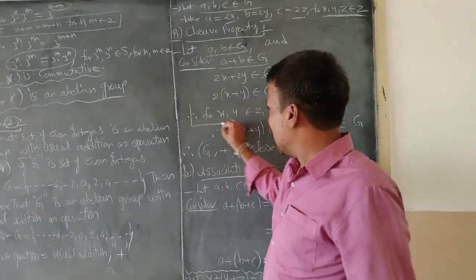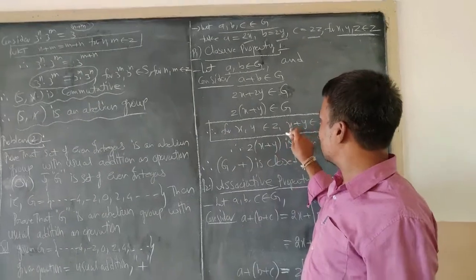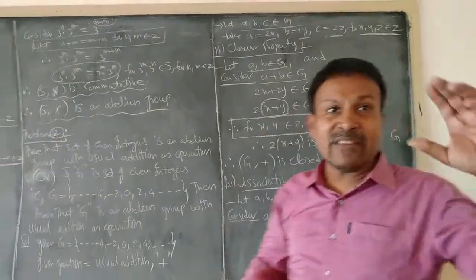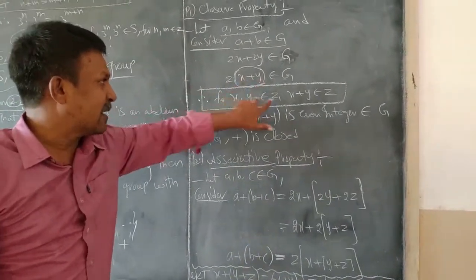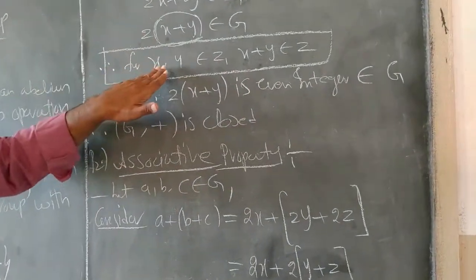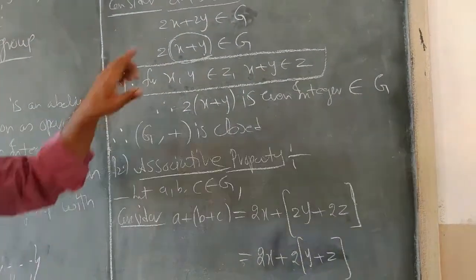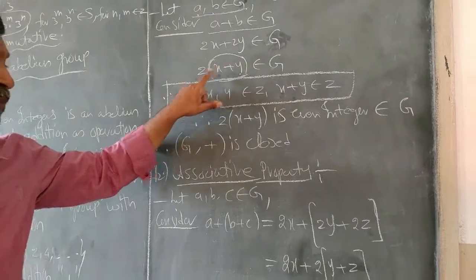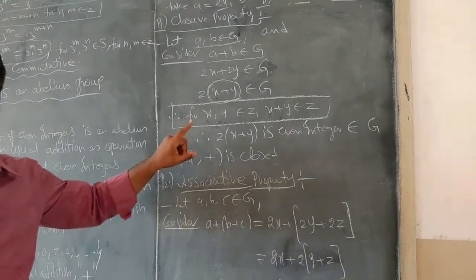So here we take a diversion from this main step, stating that for x, y belongs to Z, x plus y belongs to Z. If x plus y belongs to Z, then 2 of x plus y will be an even integer, and that even integer will be present in set G. Here I have taken x plus y separately and have taken x, y from Z. So we concluded that x, y belongs to Z, x plus y belongs to Z by the closure property of addition in the set of integers Z. Therefore, 2 of x plus y is also an even integer in set G. Therefore, G, plus is closed.